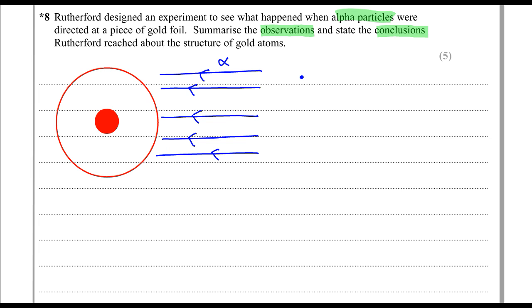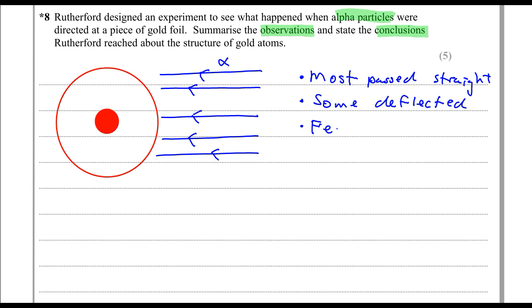First one was that most particles, alpha particles, passed straight through. There were some which were deflected, and few of them were observed to be reflected. So if we look at the model here, most of the alpha particles went just straight through.